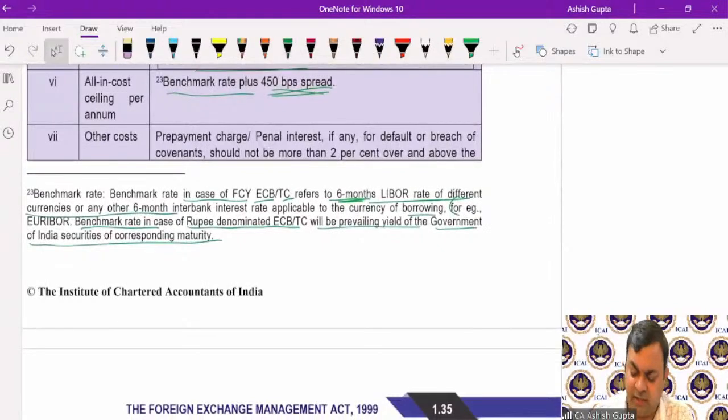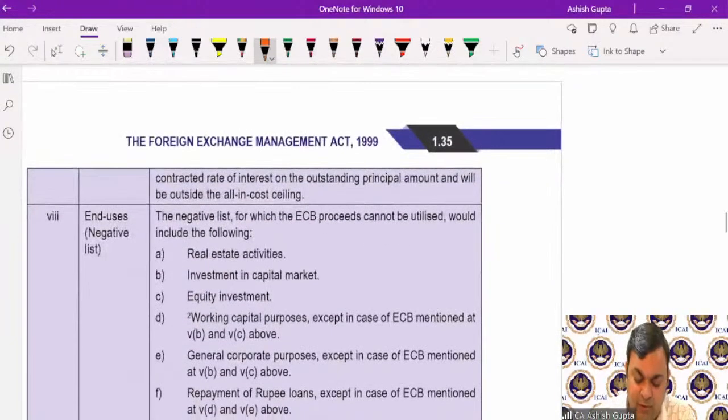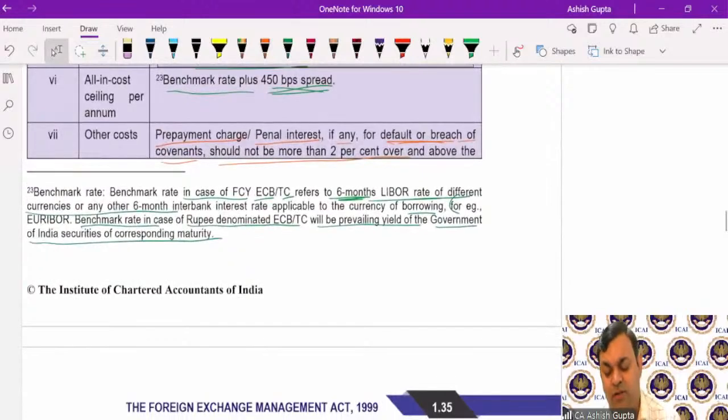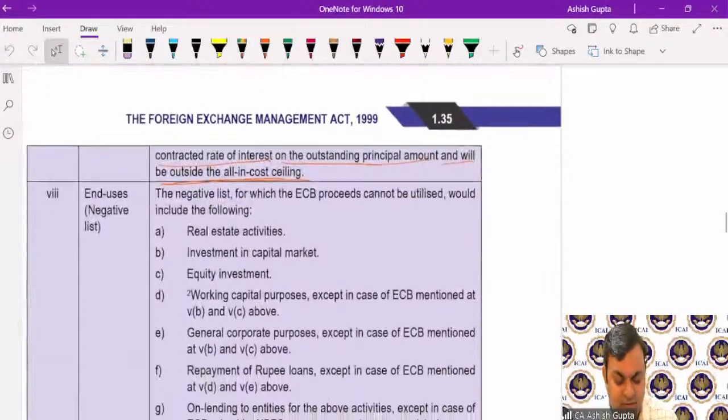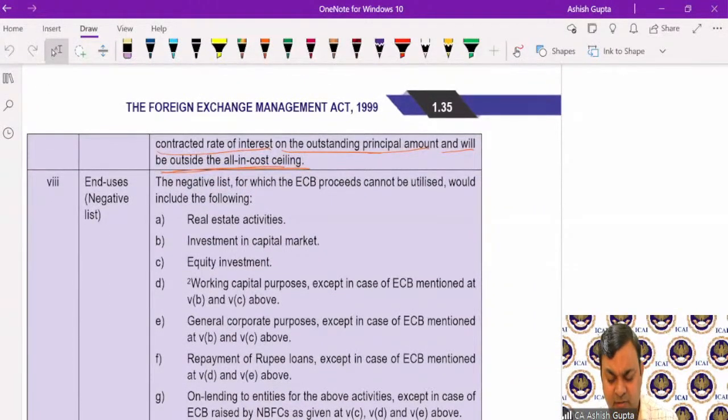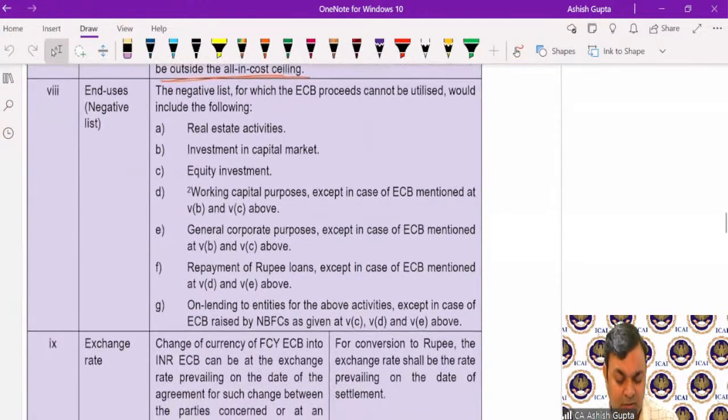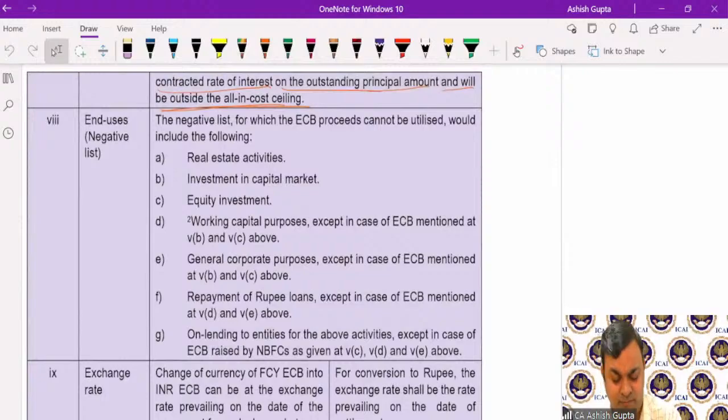Okay. Next is other cost. Prepayment charges, penal interest, if any, for default or breach of covenants, means conditions, should not be more than 2% over and above the contracted rate of interest on the outstanding principal amount and will be outside the all-in cost ceiling, right? So government has prescribed, like in case of default, for example, some EMI default, right? What we will do? They will charge an amount of not more than 2% over and above the contracted rate of interest on the outstanding principal amount and will be outside the all-in cost ceilings, right?